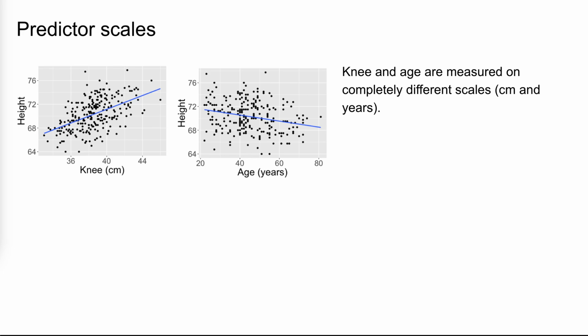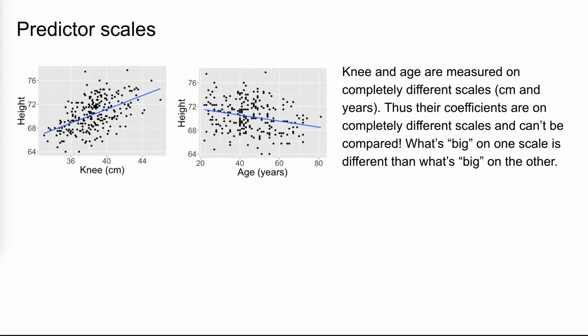First, it's important to remember that our predictors are measured on completely different scales. Knee circumference is measured in centimeters, whereas age is measured in years. In turn, their model coefficients are on completely different scales, thus can't be directly compared. Mainly, what's big on one scale is different than what's big on the other. Luckily, there's an easy fix.